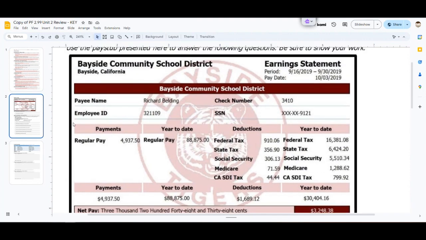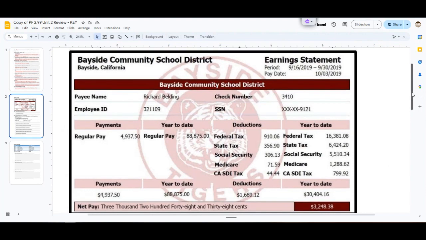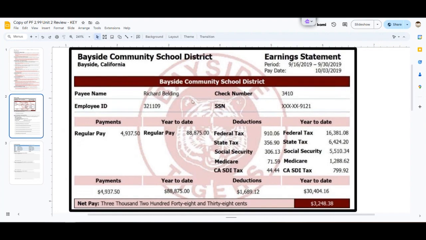So we are given this pay stub for Richard Belding from Bayside Community School District in California, right? We're given information regarding his pay on this paycheck. His regular pay, his gross pay was $49,3750. Year to date regular pay was $88,875. Keep in mind, year to date is not an annual salary. An annual salary is how much you will earn during an entire calendar year. Year to date simply means how much you have earned so far this year.